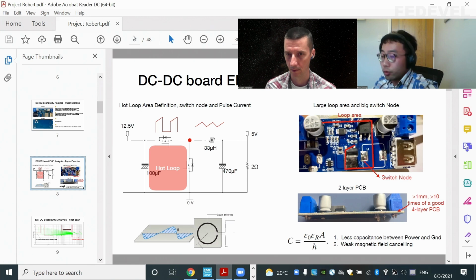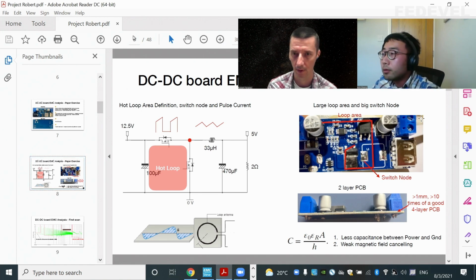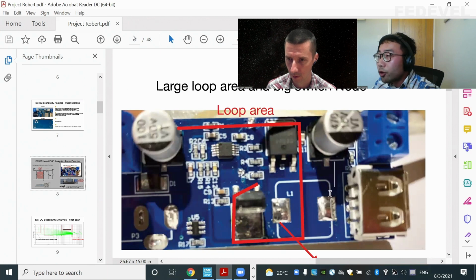If you look at it, I'm not sure if I can. I can see it. Maybe you can control. Yes, with the wheel on the mouse. Yes, the copper area actually is very big. I think it is for thermal reasons. Oh, actually here. Yes, I see it there.